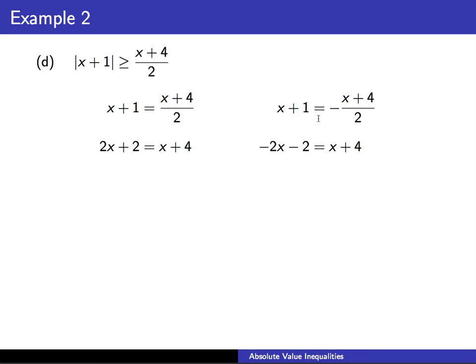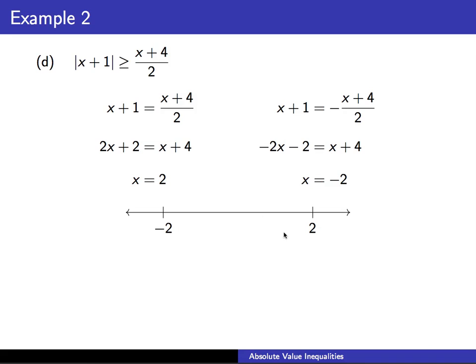So x plus 1 times negative 2 is negative 2x minus 2. And when we multiply the right side by negative 2, the fractions go away, and we're just left with x plus 4. Solving each one of these, subtracting x and subtracting 2, for the first one we get x equals 2. For the second, subtracting x, adding 2, and dividing, we get x is negative 2. So on our number line, we have negative 2 and 2.